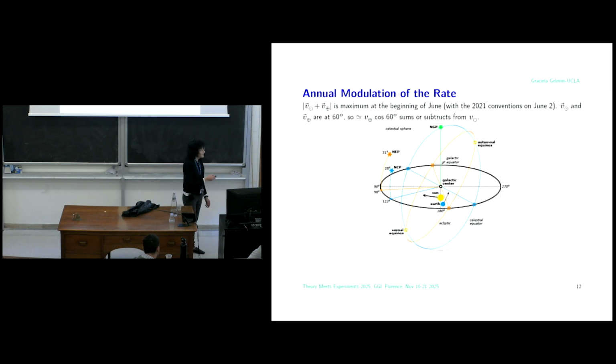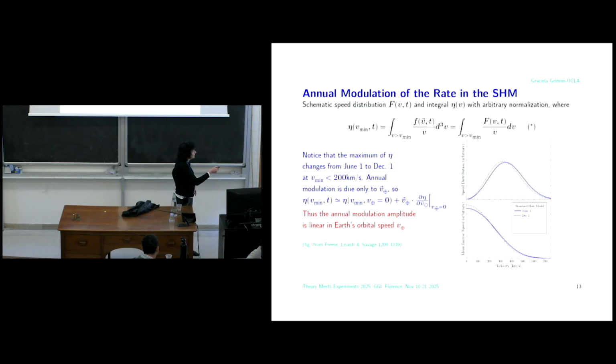And so this is a little variation, a little perturbation with respect to the velocity of the Sun. Mostly the velocity of the Earth with respect to the galaxy is due to the velocity of the Sun with respect to the galaxy, and it changes a little bit. Our velocity would be maximum at the beginning of June and minimum 6 months later.